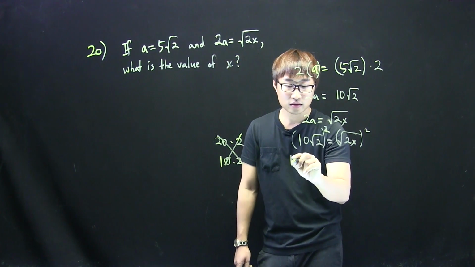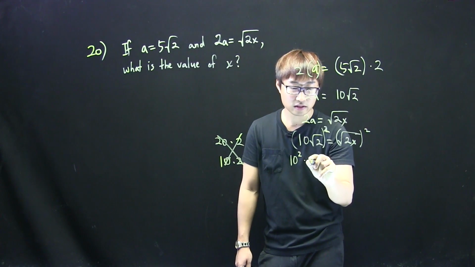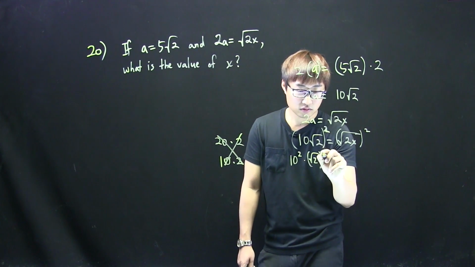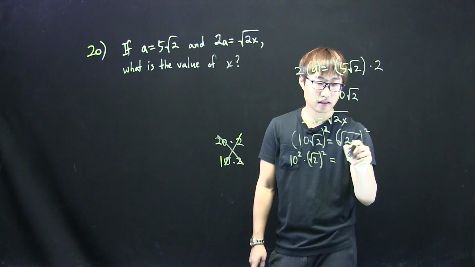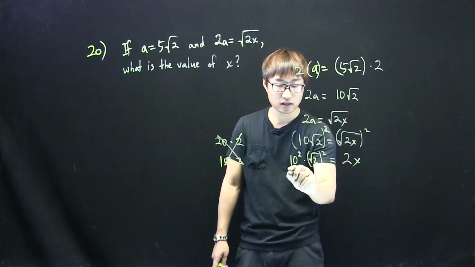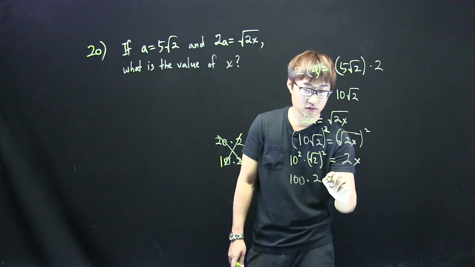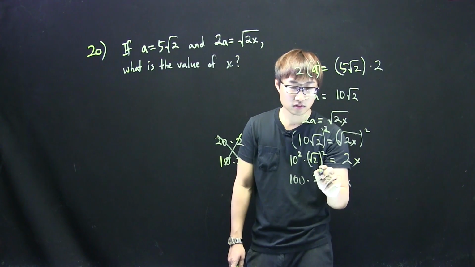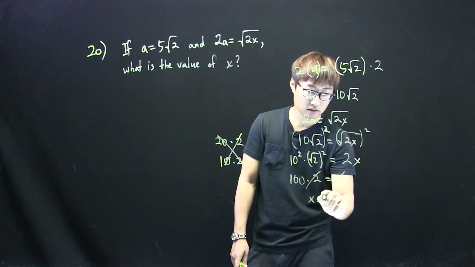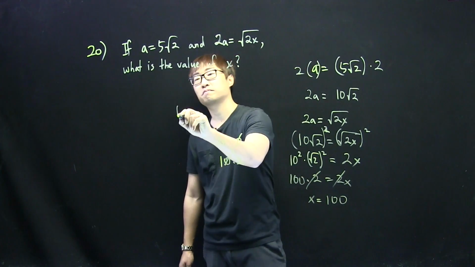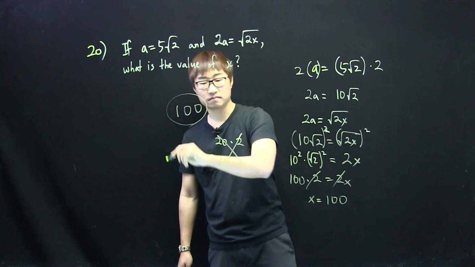That would be 10 squared and radical 2 squared, and that'll just be 2x over here. So that's 100 times 2 is equal to 2x. Cancel the 2's on both sides. X is equal to 100. Easy.